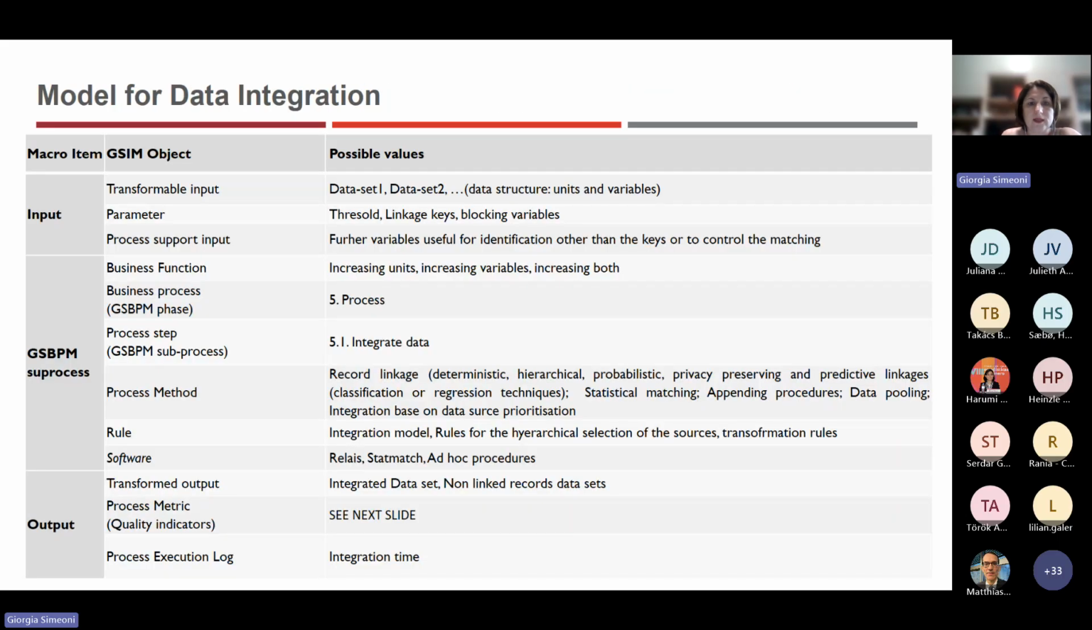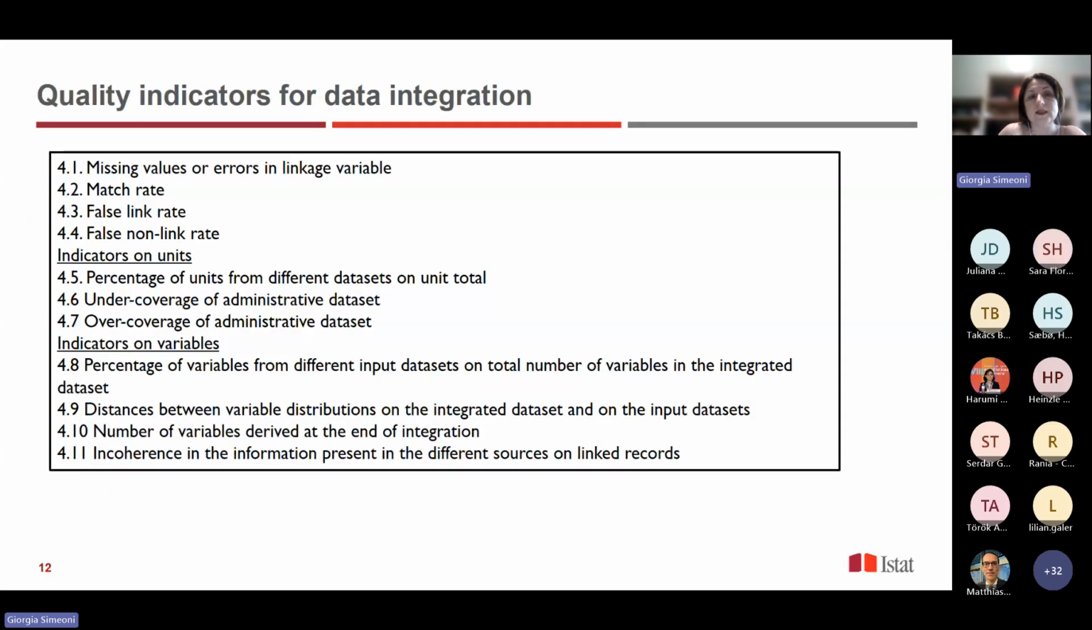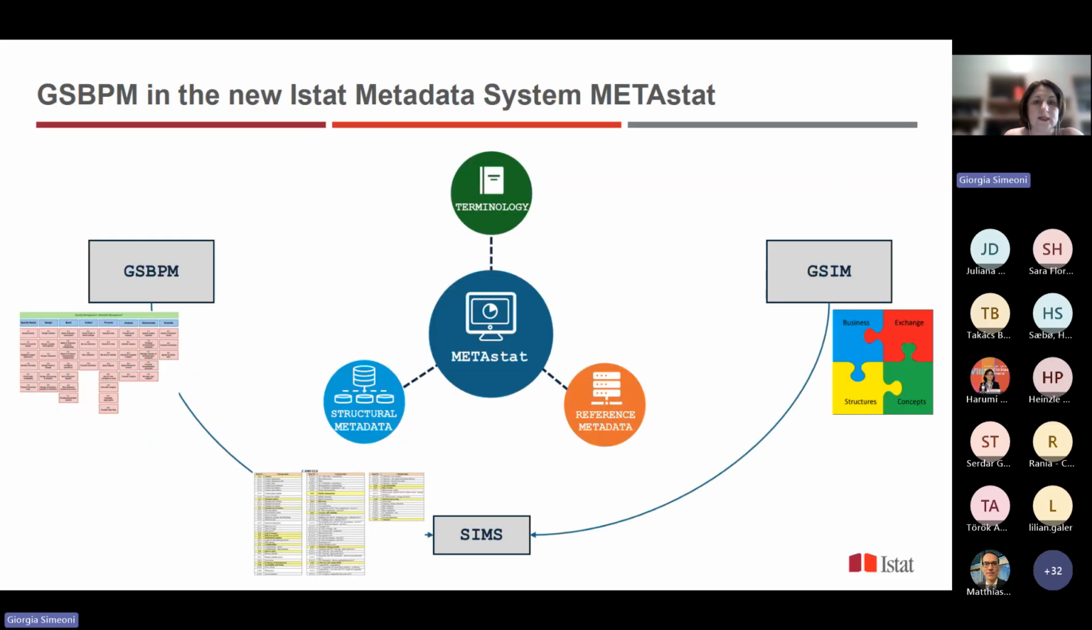This is the model with the input and outputs and the methods for data integration. So this is the list of possible inputs and possible methods that can be used. And in this slide, we have the list of quality indicators that we defined for data integration. So when we try to apply the standard, the framework, to a statistical register, in a step of data integration, we evaluate the applicability of each of these indicators. And if the indicator is applicable, it is developed in the management system of the statistical register for monitoring purposes.